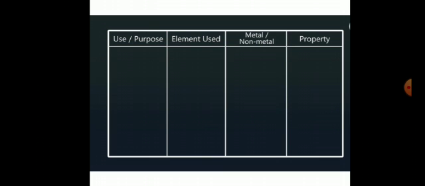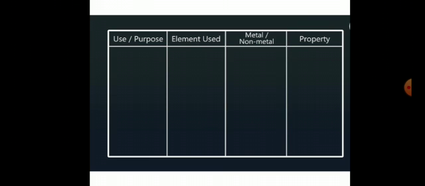This is one example. Then you can write oxygen. Oxygen comes under the category non-metal. Property, oxygen supports burning. You can write like this as one of the property. Oxygen exists in gaseous state. Use. Oxygen is used for respiration process. All the living things, they need oxygen for respiration.